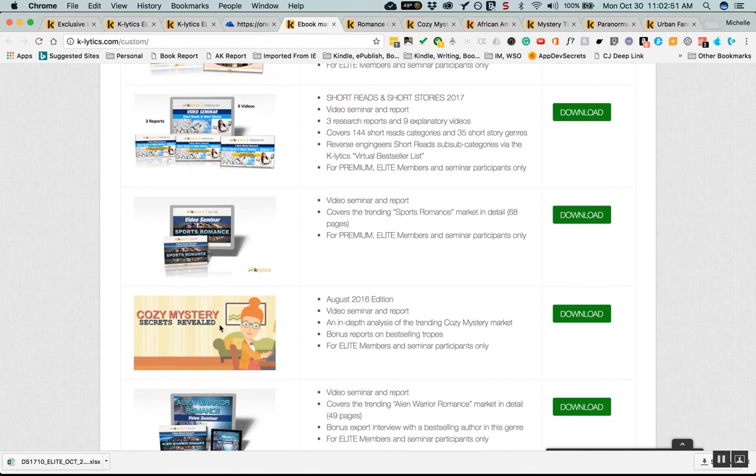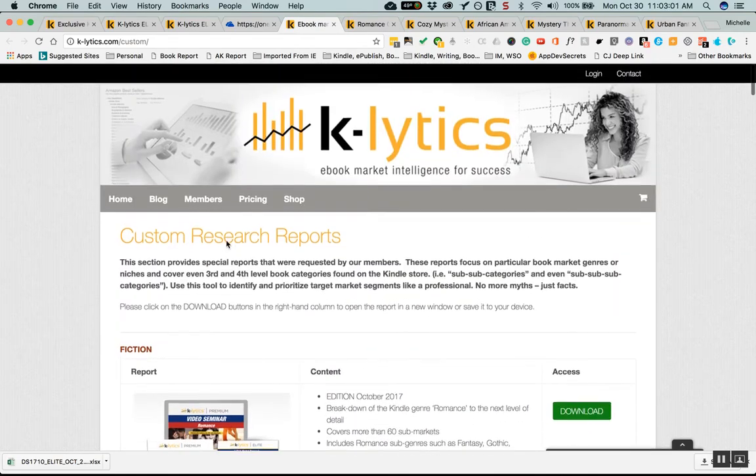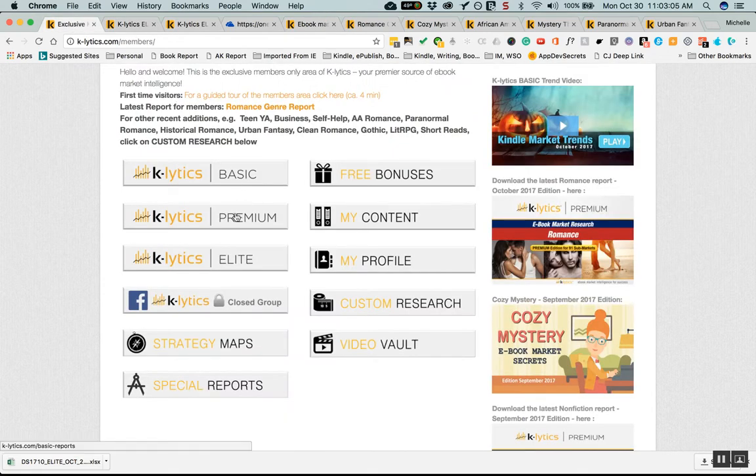Okay, and like you can see, you can do cozy mystery from 2006, year over year comparison, sports romance, and the list goes on and on. Okay, so now that I've done that and shown you the layout of what it looks like when you get in here, here are your different reports. There's a Facebook group, strategy maps. I love those strategy maps, special reports, free bonuses. The free bonuses are really great because there is a way to figure out how to make 100K each year, what you have to do, how you have to price, what sales ranking you have to have. It's amazing.